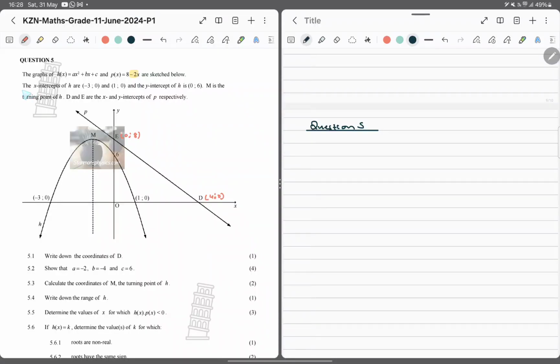This one is easy. Now the x-intercepts of H are given. And the y-intercept of H is given. So there it is. M is the turning point of H. Great. D and E are the x and the y intercepts of P, respectively. We already saw that. Okay, so what do we see? It's a grumpy face parabola, so it means our a here is less than 0.